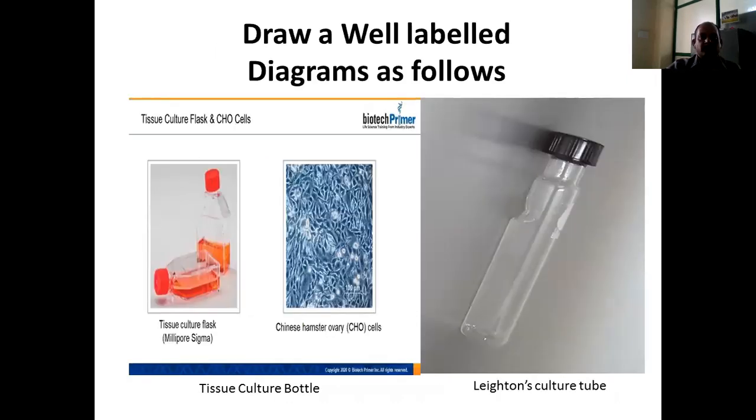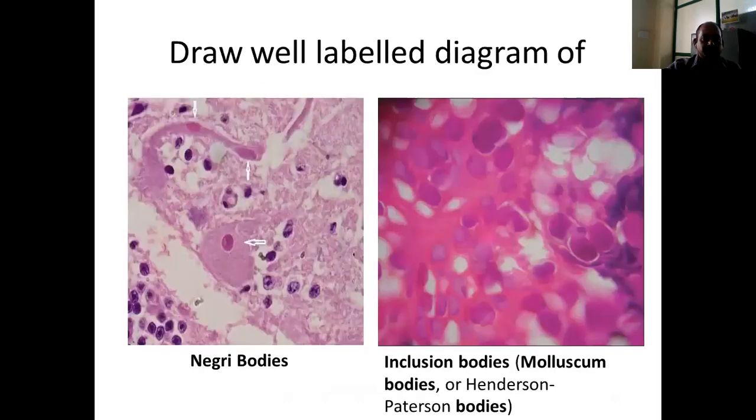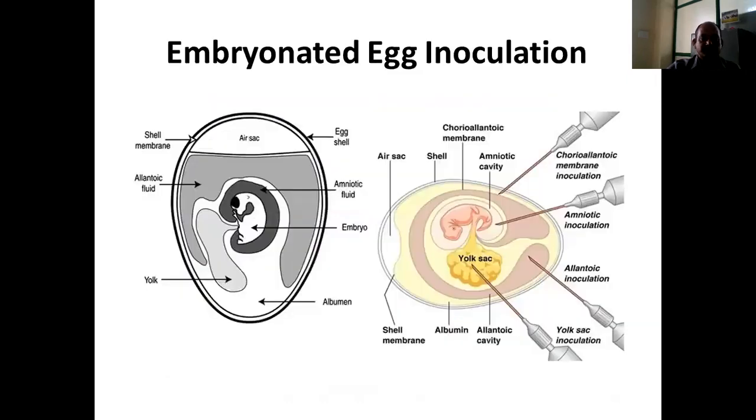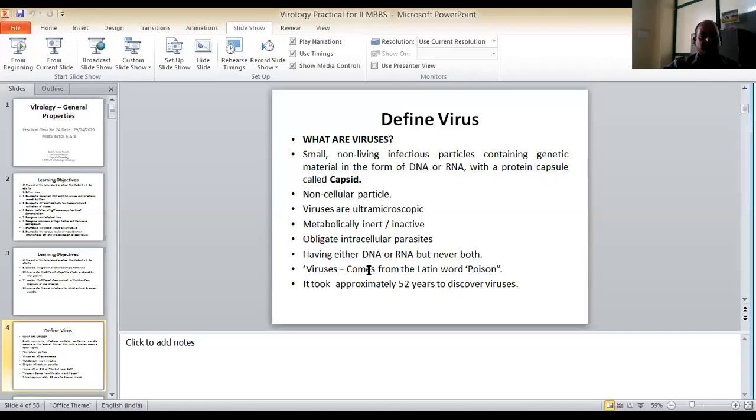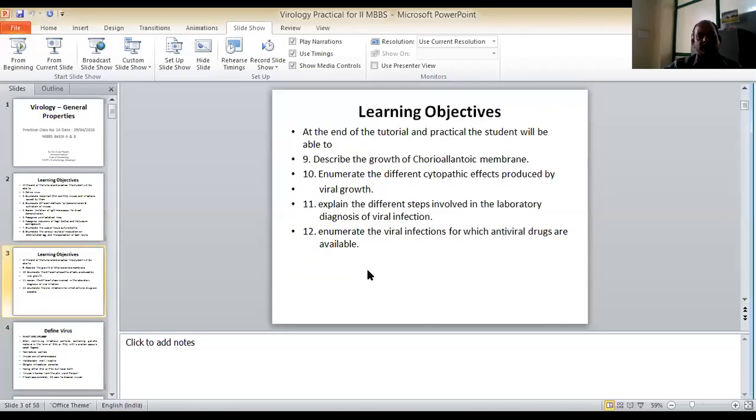Now you have to draw these diagrams. You have to draw well-labeled diagrams of the tissue culture bottle and the Leighton's tube. Then you have to draw well-labeled diagrams of the inclusion bodies of molluscum contagiosum. You have to draw a well-labeled diagram of the embryonated egg inoculation picture. So here we are finished with this.